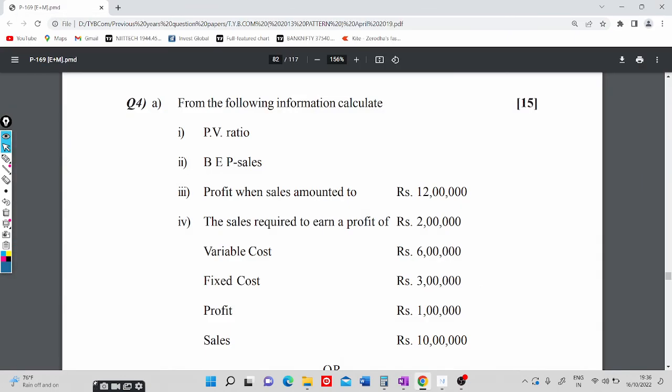In this way, we have calculated PV ratio, BEP, profit when sales amounted to 12 lakh, and sales required to earn a profit of 2 lakh.